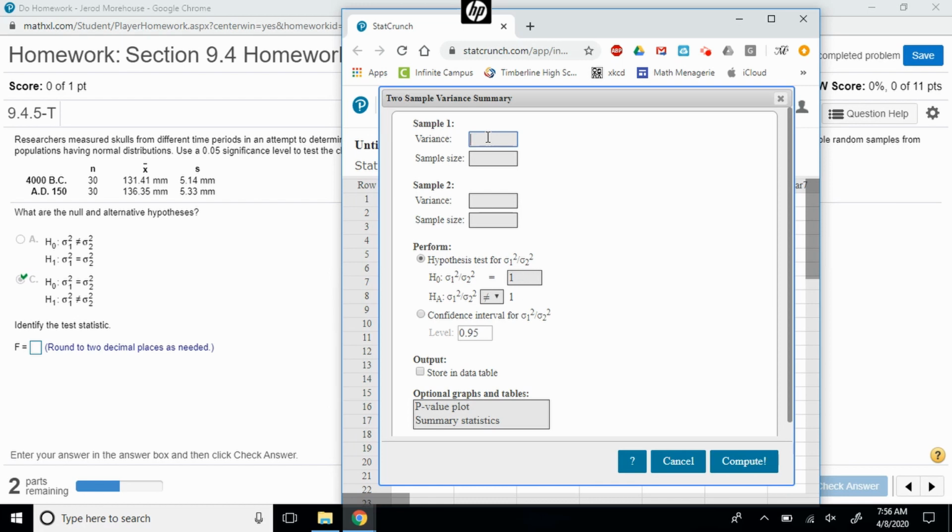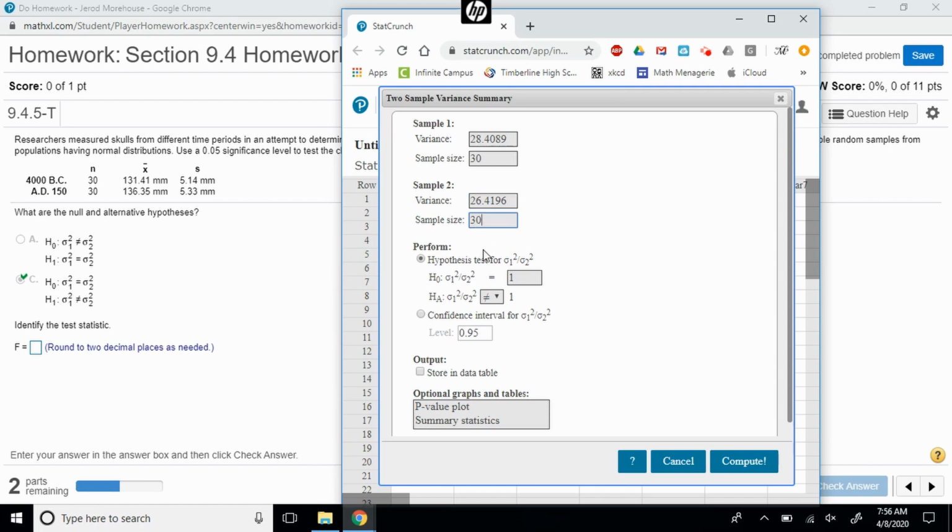So in my calculator I'm going to square 5.33, and I get 28.4089. The sample size here was 30, so I can go ahead and type in 30 for the sample size. For my second variance, I'm going to square 5.14, and I get 26.4196. Again, the sample size was 30.